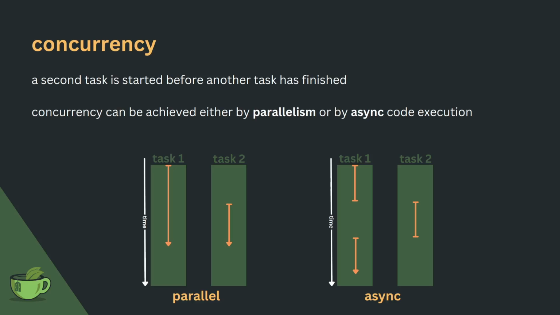Now, let us define concurrency. A definition that I find very helpful is that in a concurrent environment, a second task is started before another task, in this case task 1, has ever finished. And if you paid close attention, you will have noted that both parallel execution and asynchronous execution fit this definition of concurrency. And this is why concurrency is the bigger term that contains both parallel and asynchronous execution.